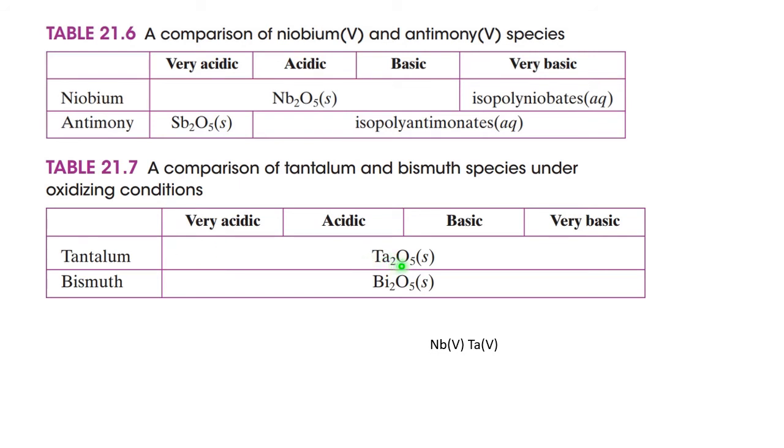Tantalum pentoxide and bismuth pentoxide are insoluble in water for most of the area of solutions. Tantalates are possible, but you are not making them from water. What's important to remember is that bismuth does not want to be +5. It prefers oxidation number +3, while tantalum prefers +5.